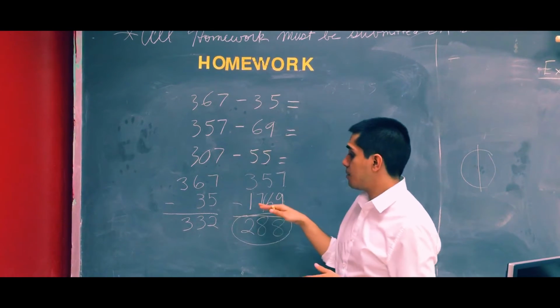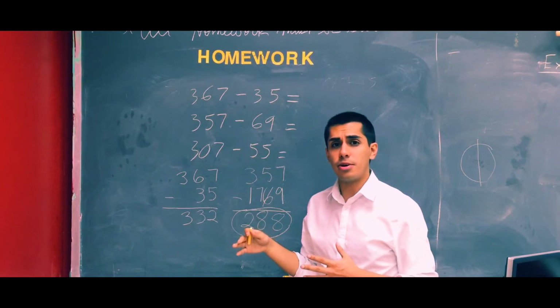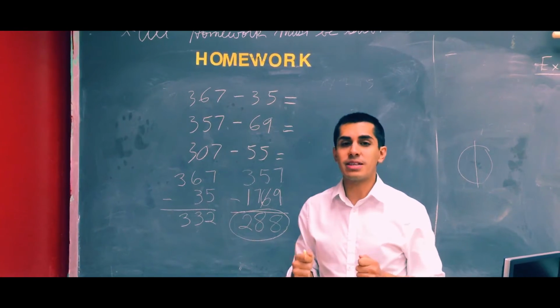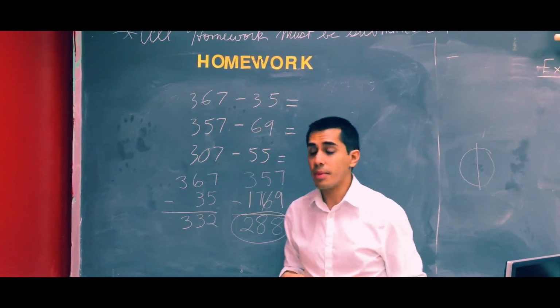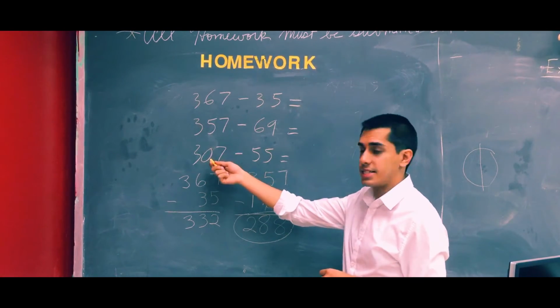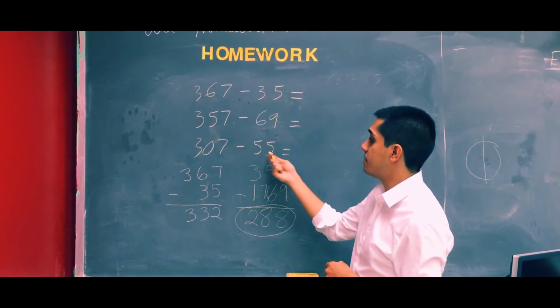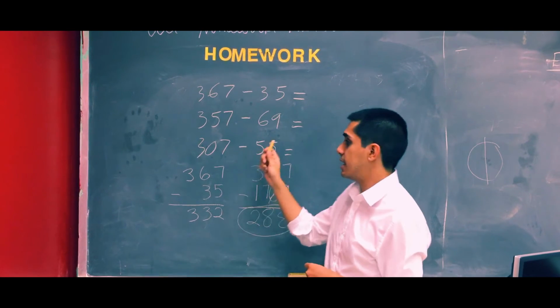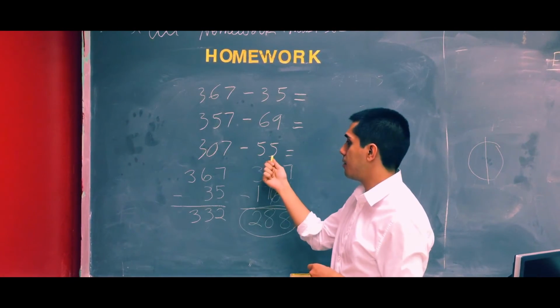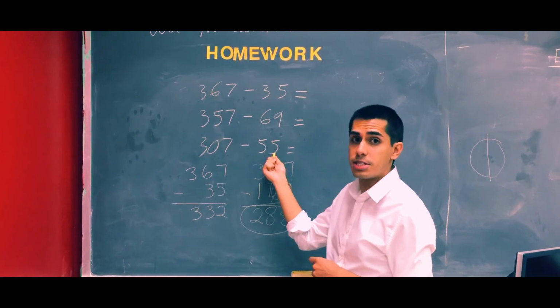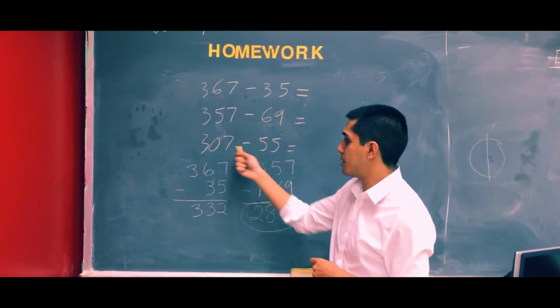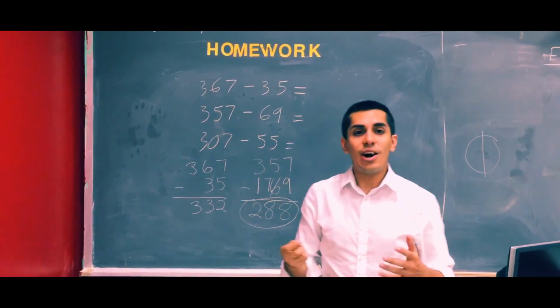So adding a number to the next place value over might be a little hard for them at first, but with enough practice, I'm confident that your students will get it. Go ahead and practice with the next example, 307 minus 55. Notice that in this example, they won't have to borrow from the ones place, but they will have to borrow from the tens place.